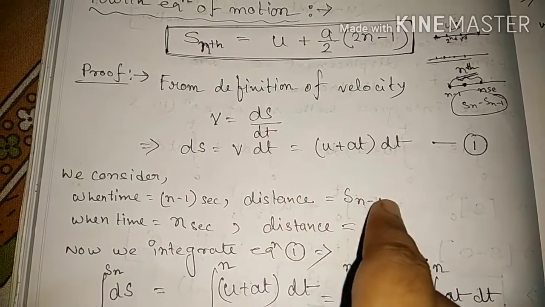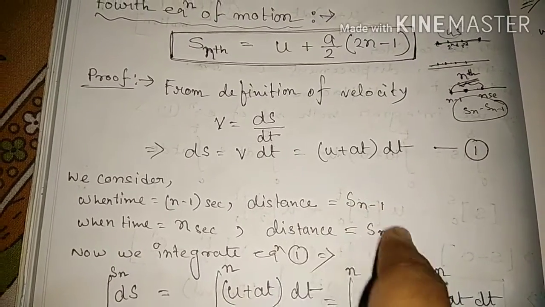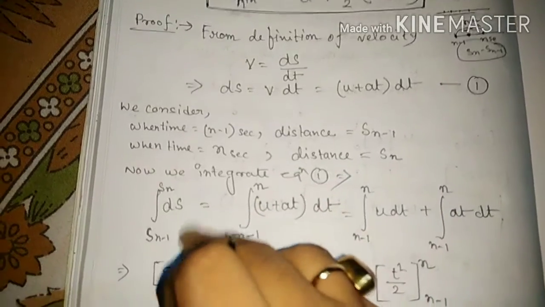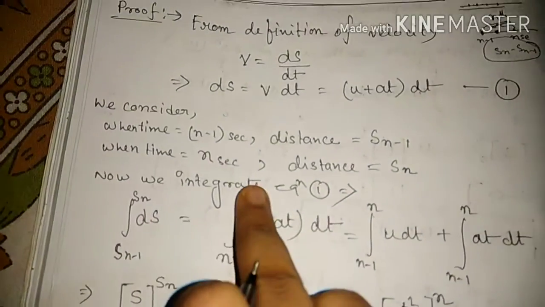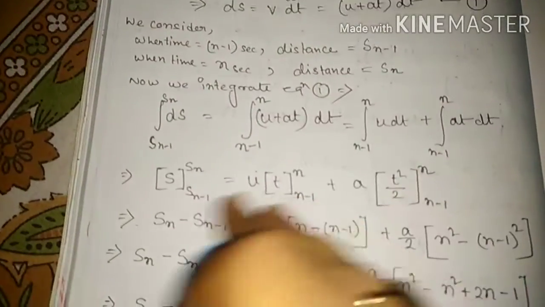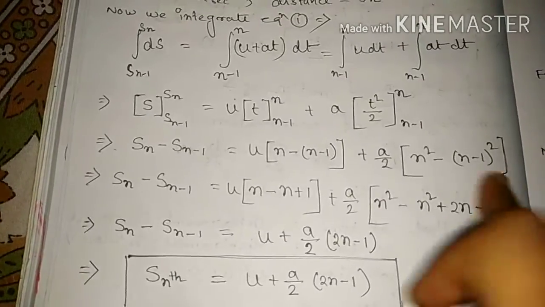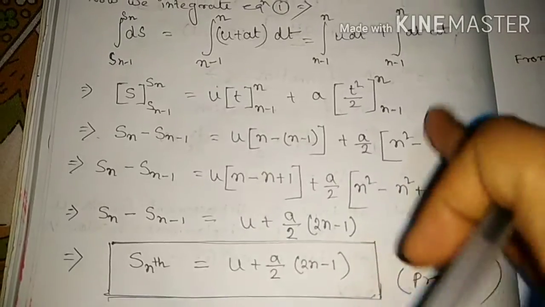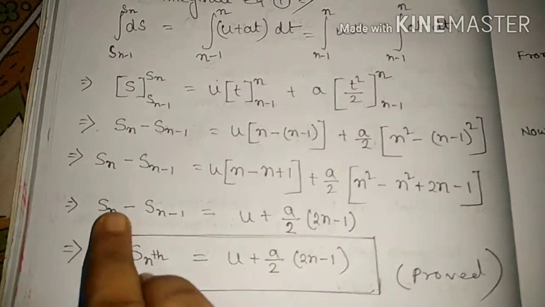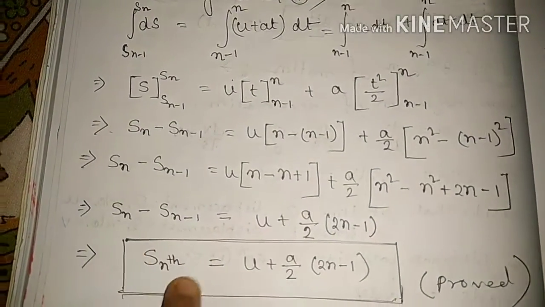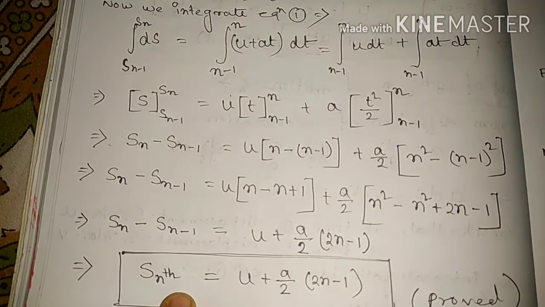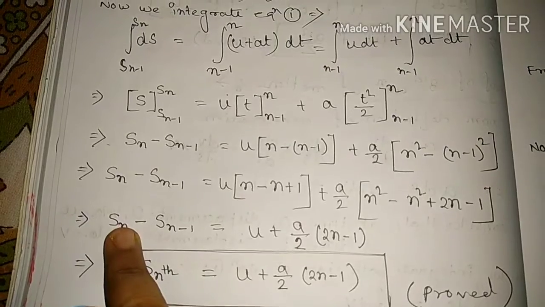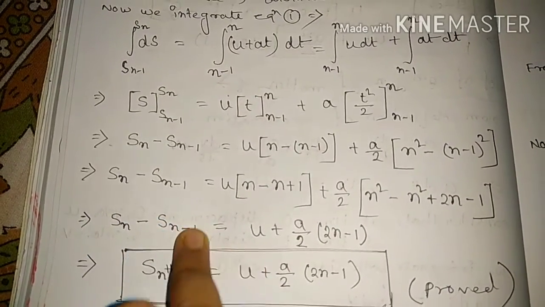So distance is Sn minus 1 and distance is Sn. Now we integrate both sides with limits Sn minus 1 to Sn, and here n minus 1 to n. Now we separate it, we integrate, put the limits, and some calculation is there. S square minus b square, that formula will also be there. And Sn minus 1, that is the distance covered or traveled by an object in nth second. That Snth means Sn minus Sn minus 1.